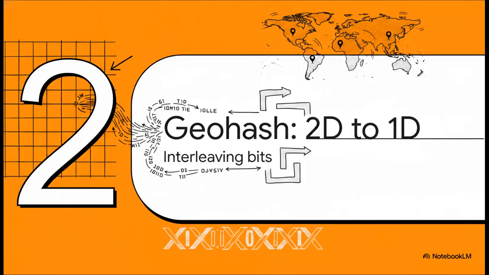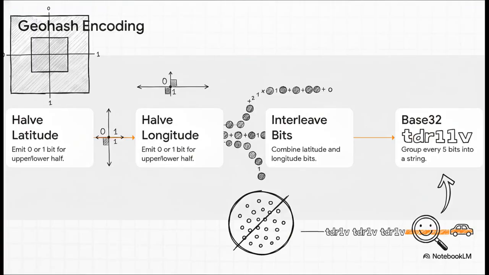Moving on to Section 2, Geohash, 2D to 1D, interleaving bits for fast proximity search. Let's see how this brilliant concept actually powers the workhorse algorithm of modern location matching. Think of a quad tree, continuously dividing a map into 4 smaller squares. Well, Geohash basically encodes this mathematically. Step 1, we halve the latitude range and emit a 0 or a 1 depending on which half the point falls into. Step 2, we do the exact same thing for the longitude. Then we just interleave those latitude and longitude bits together.